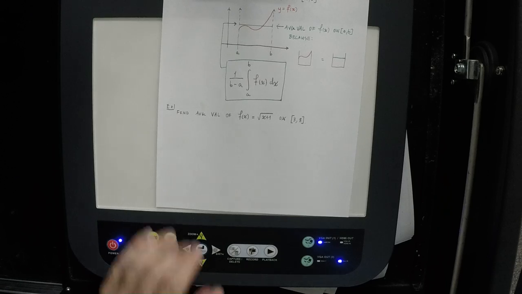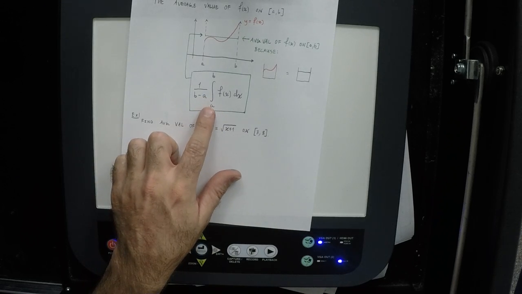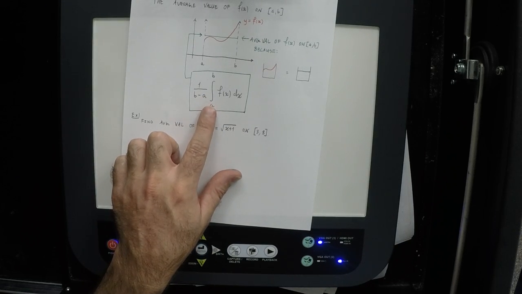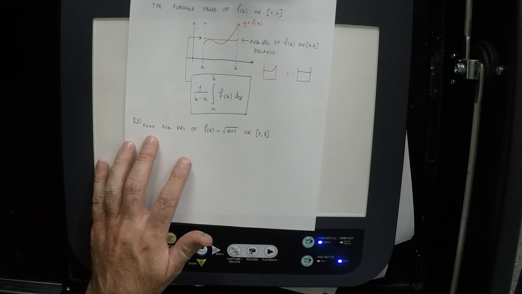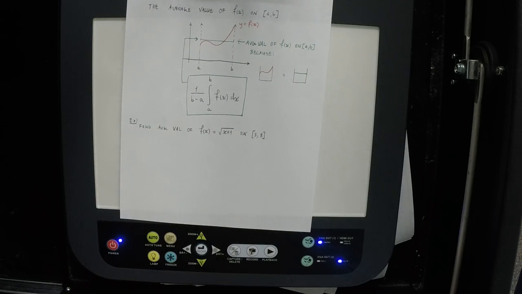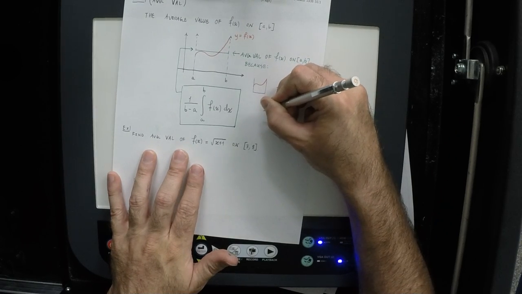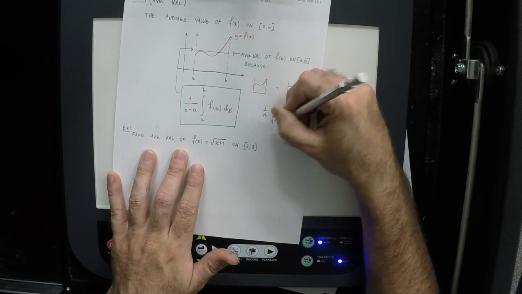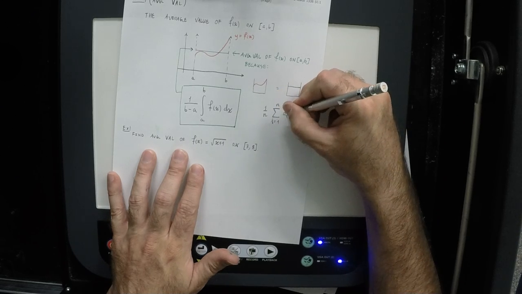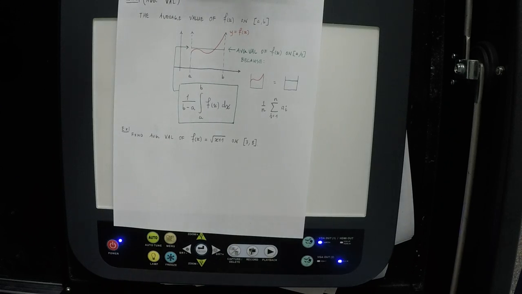But before I do that, though, I'd like to point out this is the average formula for a continuous function. That's the formula for average value. For a discrete set, like if I said, here's 50 numbers, find their average value, what is the formula? Well, it's 1 over n, the sum from i is 1 to n of a_i. So what I want you to see is that these two formulas are in direct correspondence to each other.